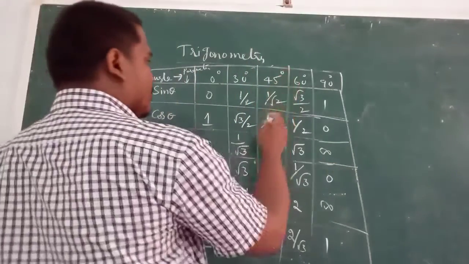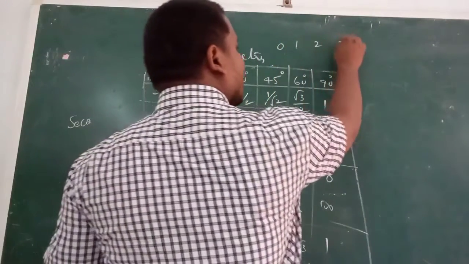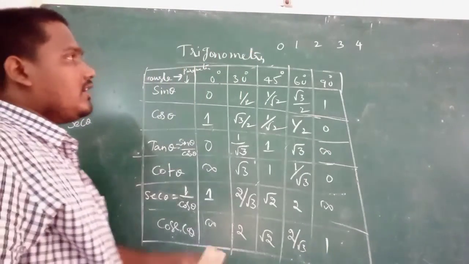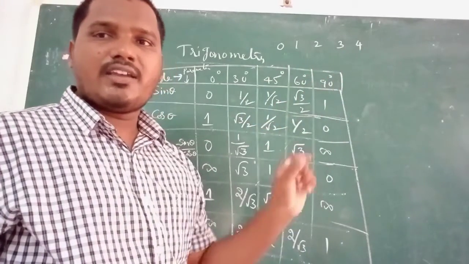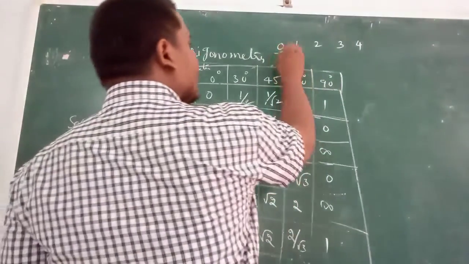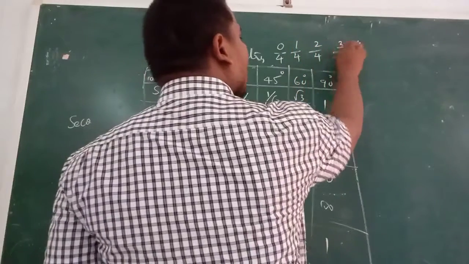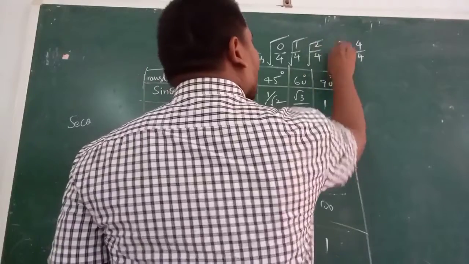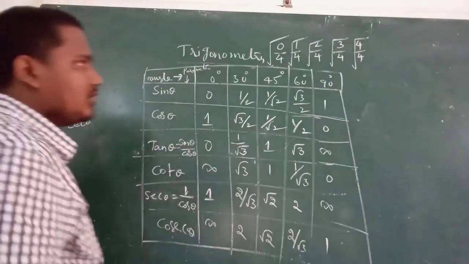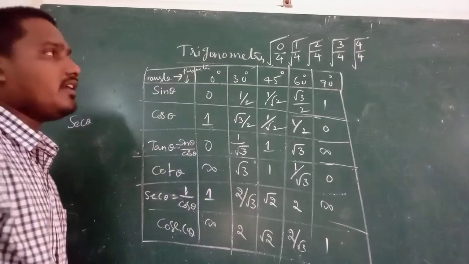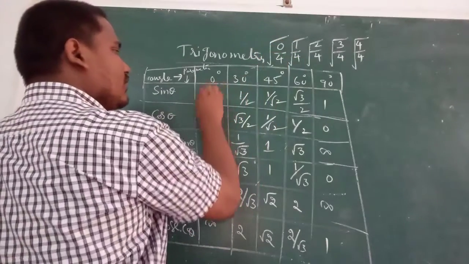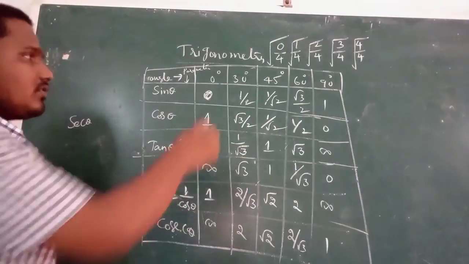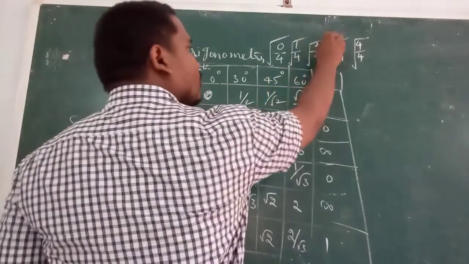Suppose 0, 1, 2, 3, 4. Here these are the 5 values. Which is the biggest value? 4. So all numbers are divided by 4. Then apply square root. You get sine theta values. 0 by anything is 0. Here 0. Root 4 means 2. Root 1 means 1, that is 1 by 2. Root 2, 2 ones are 2.